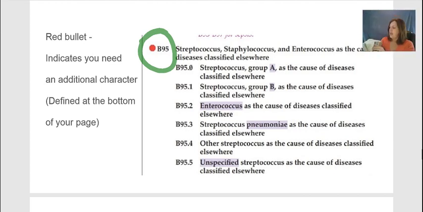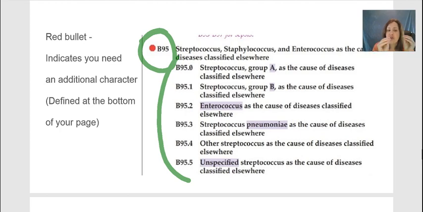Okay. So what does that mean? If you see a symbol, you better figure out what it means. So look at the bottom of your page in your code book, and it will tell you that it needs another character or digit, meaning that a B95 cannot be on it. That's not your answer. It can't be your answer because it's not a code. It's not a completed code. Here's the rest of your choices: B95.0, 0.1, 0.2, etc. Now there's no red bullet in front of those ones, which means those ones are good answers. That one is a code.